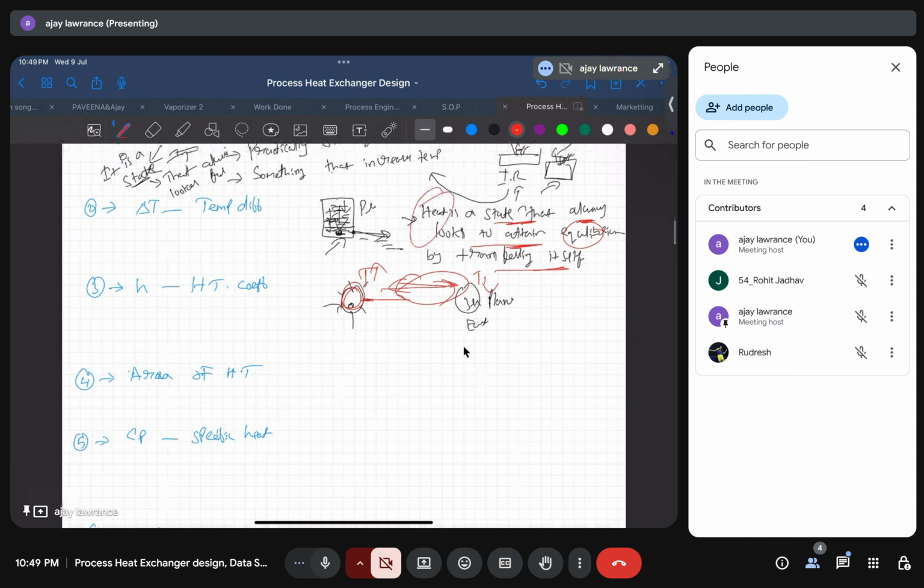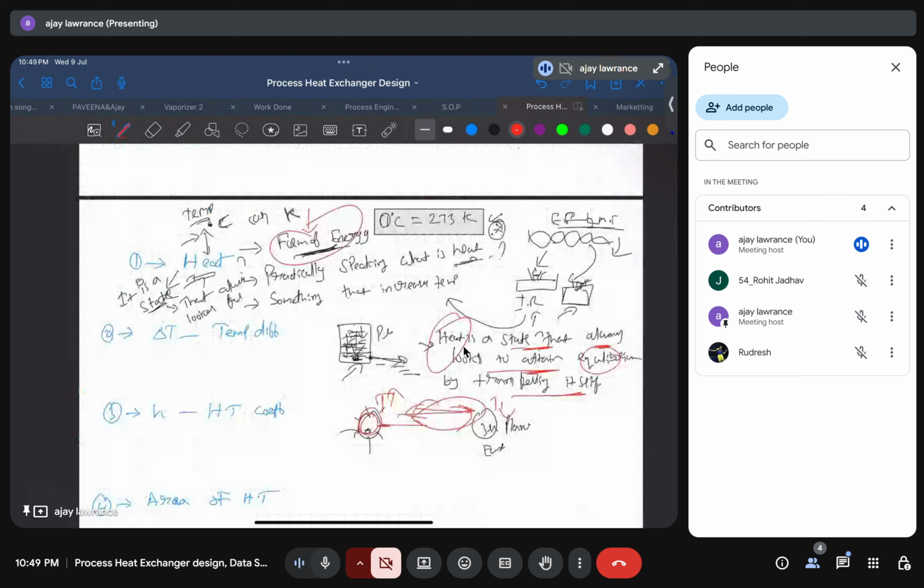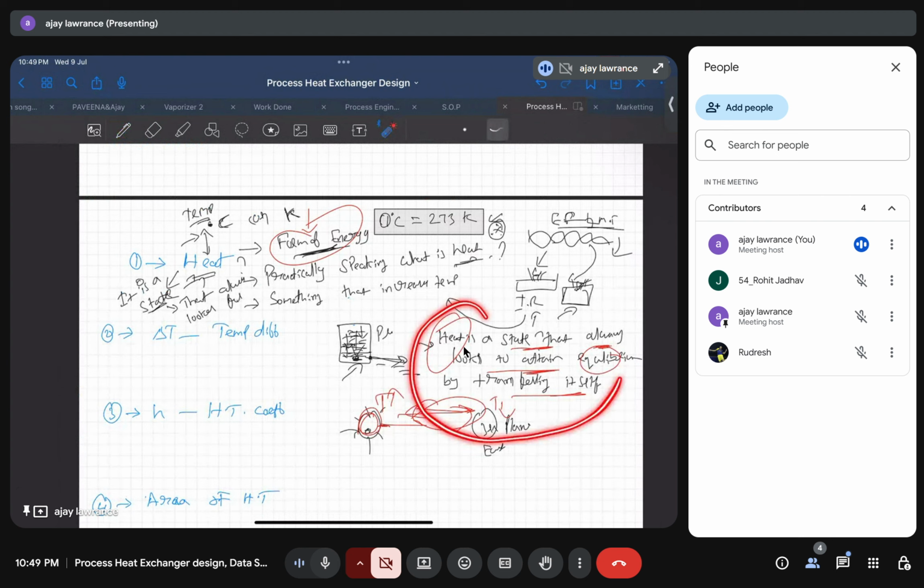Why am I teaching like this? Because when you attend an interview and put yourself forward as an expert in heat exchanger design, young interviewers will ask these kinds of questions. If you simply say form of energy, you will be one among 10 or one among 100, and you will not attract the interviewer. But if you say heat is a state that always looks to attain equilibrium by transferring itself, the interviewer will get attracted. That is why I am teaching these things to you.